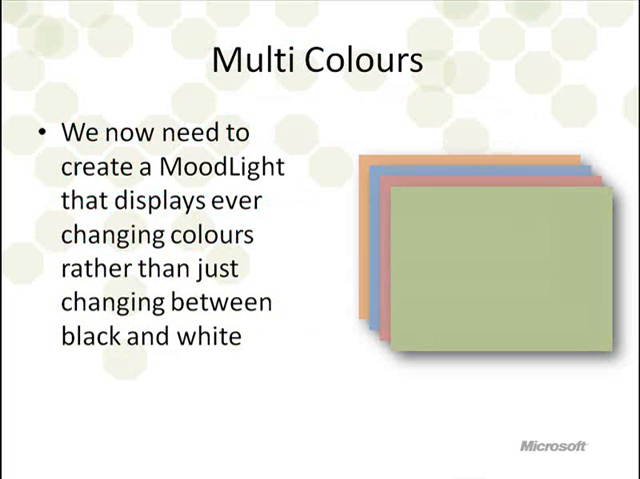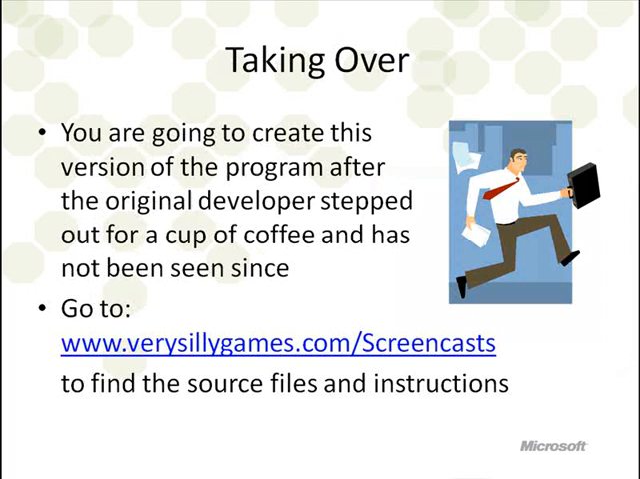Okay, so what I want to do now, though, is get even fancier. I want to have mood lights that change, ever-changing colours, like the ones you can buy that go between red and pink and green and purple, rather than just between black and white. Turns out this is really easy. In fact, it's so easy that I'm going to get you to do it. You're going to make this version of the program because the person we hired to do this nipped out for a cup of coffee and we haven't seen him since.